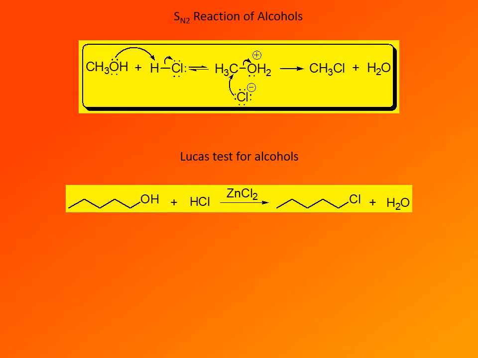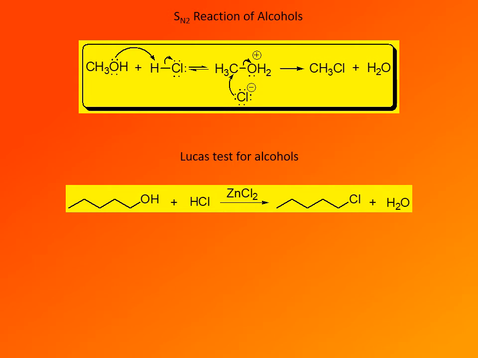So a Lucas test involves reaction of an alcohol, as in this case, let's say 1-pentanol, with hydrogen chloride in aqueous solution of zinc chloride. So aqueous solution of zinc chloride and hydrogen chloride is called Lucas reagent. And test that uses Lucas reagent is called Lucas test. Products are corresponding alkyl halides, in this case 1-chloropentane.